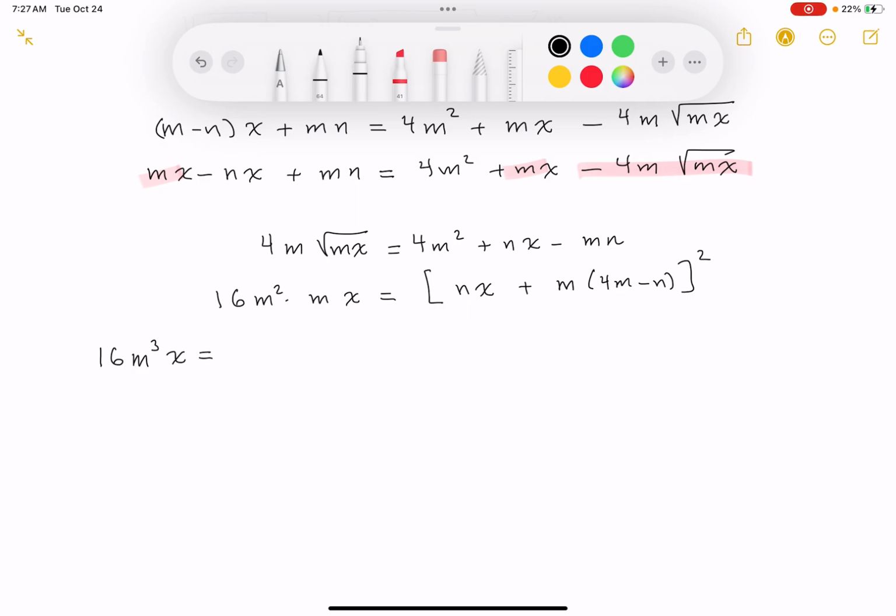I'm going to square that. That's going to be n squared x squared, plus m squared, 4m minus n squared, and then plus 2 n x m, 4m minus n. And it does look awful.